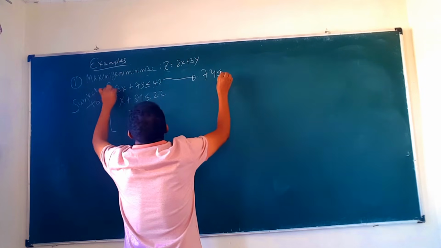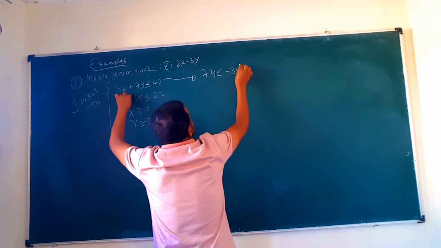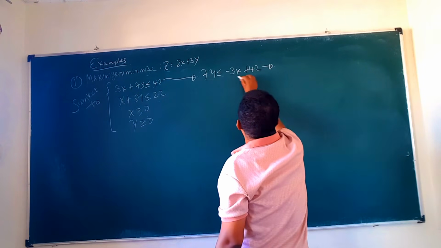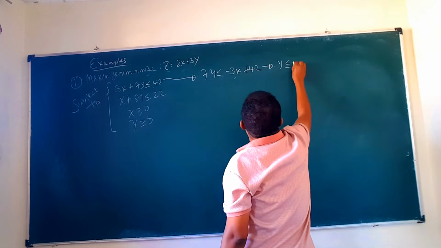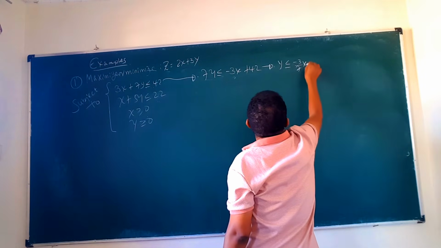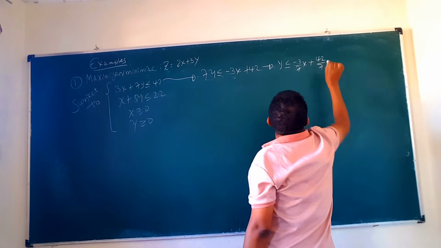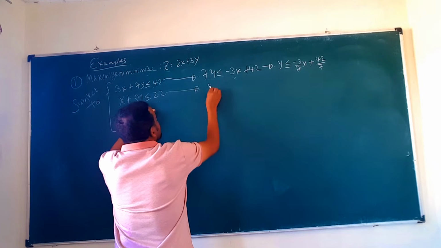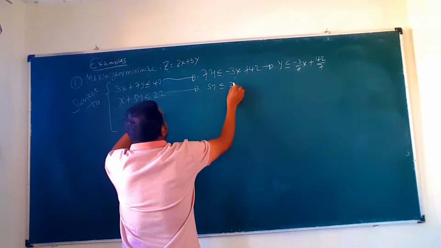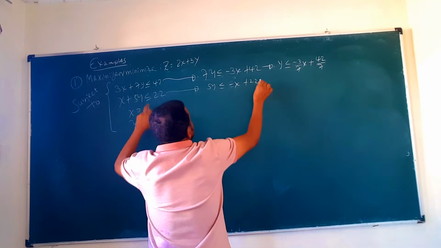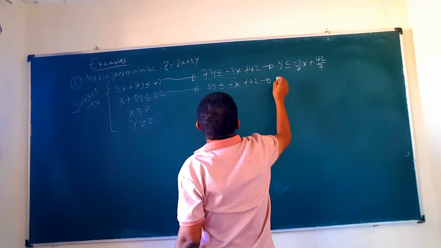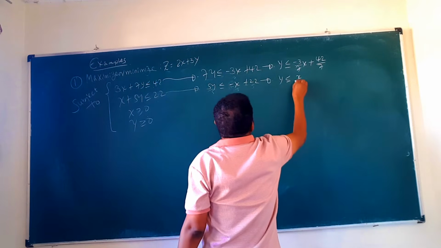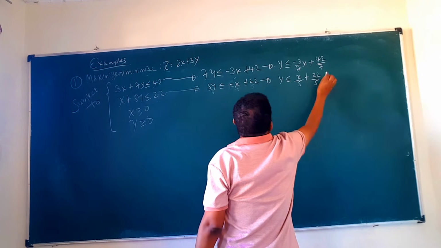7y is less than or equal to negative 3x plus 42. So that will be dividing the whole system by 7, so y is less than or equal to negative 3 over 7 x plus 42 over 7, which is 6 of course. And this one, 5y is less than or equal to negative x plus 22, so that will be over 5, so y is less than or equal to negative x over 5 plus 22 over 5.